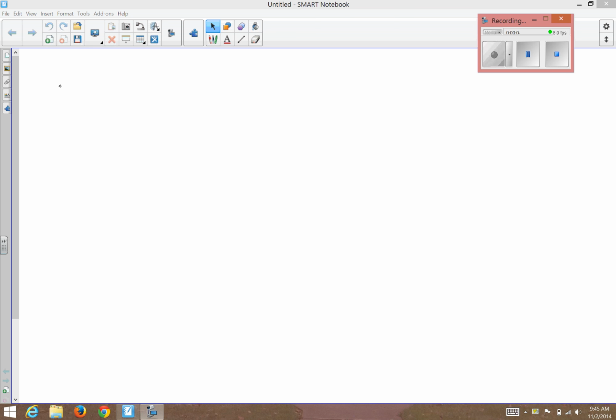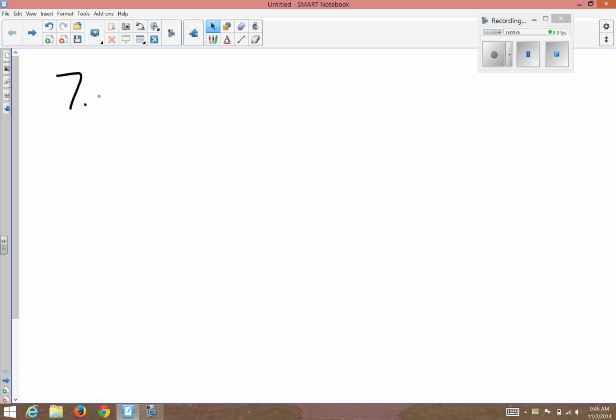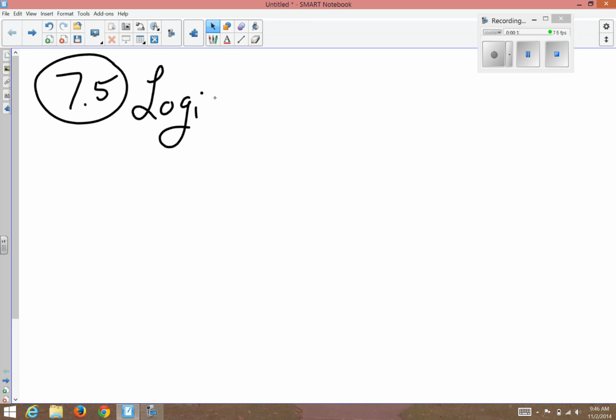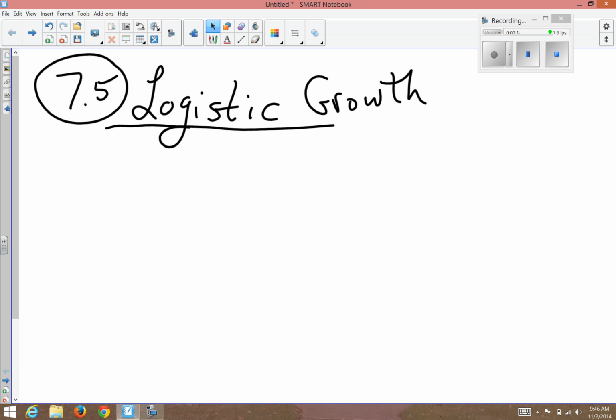Chapter 7, Section 5, Logistic Growth. This is the last section of Chapter 7.